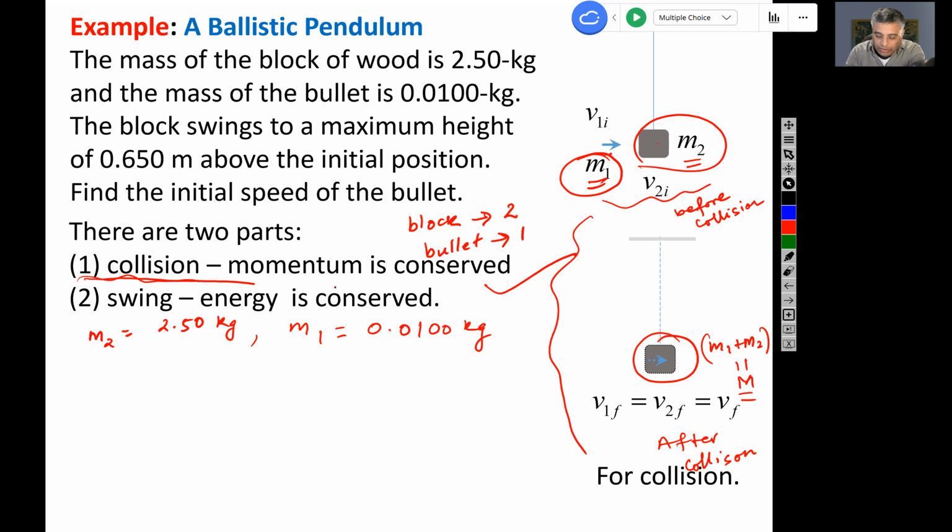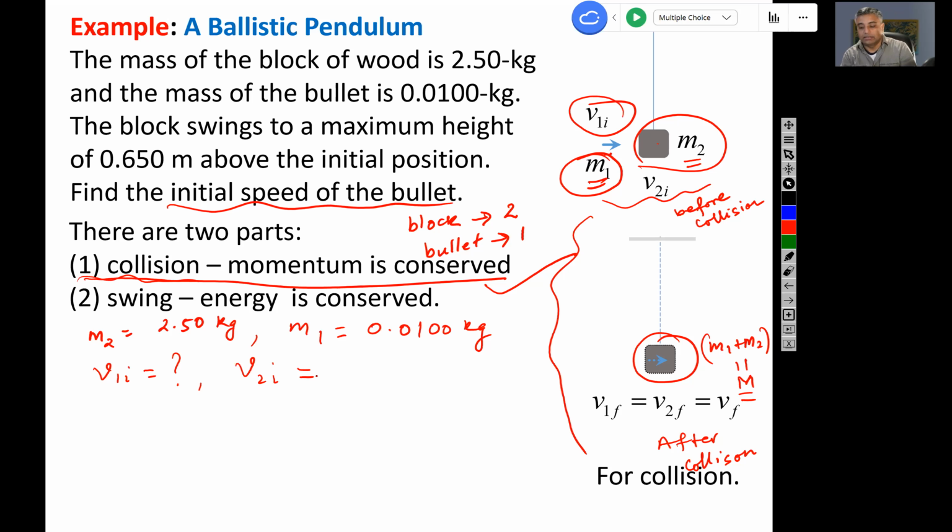So what are the speeds? The speed of the bullet, and that's what we want to find, the initial speed of the bullet. So that means V1I is what? Do we know V2I? The initial velocity of this wooden block. It wasn't moving, right, before the bullet hit it. So that means it's 0. Yes, I see a lot of zeros on the screen. Okay, so that's a 0.